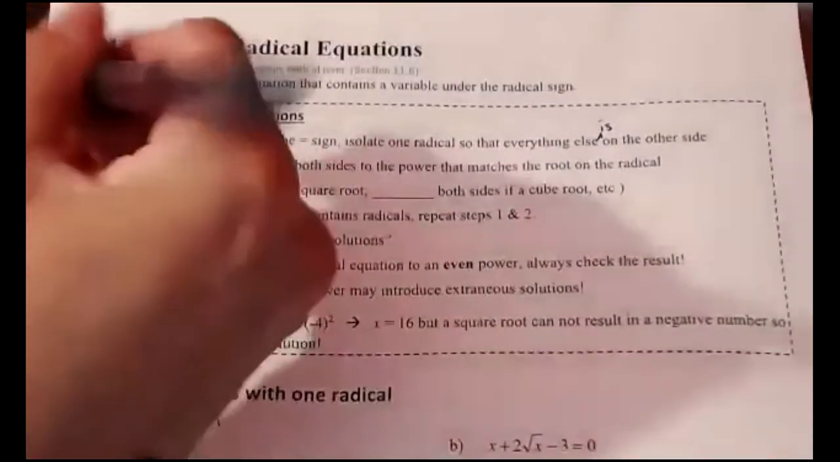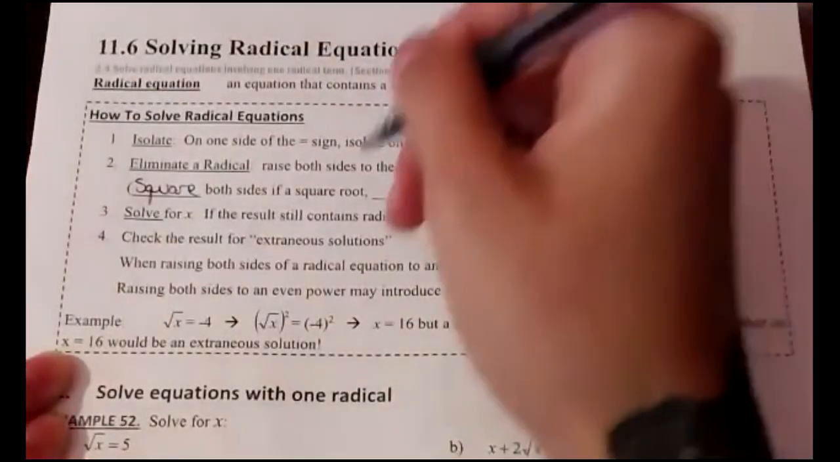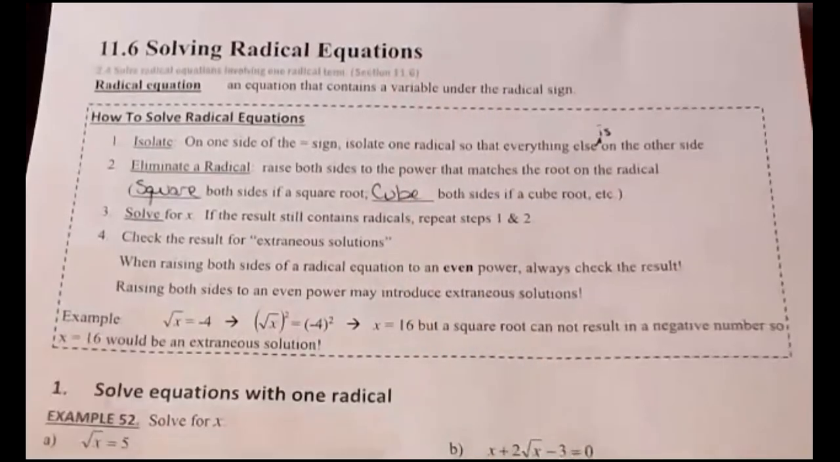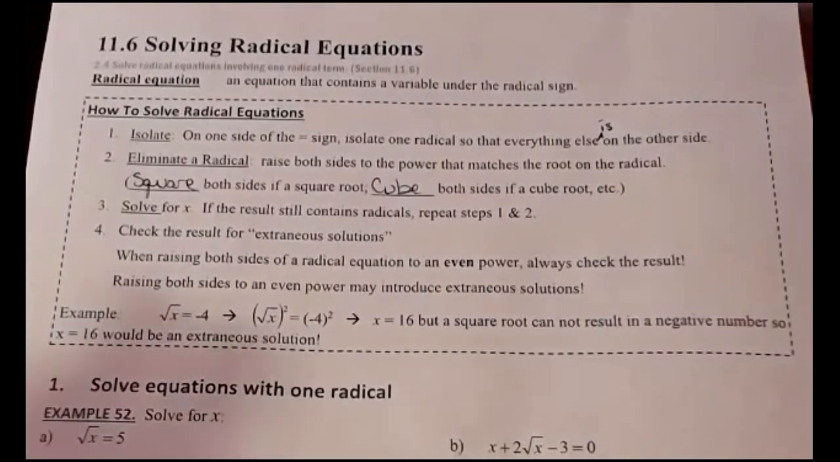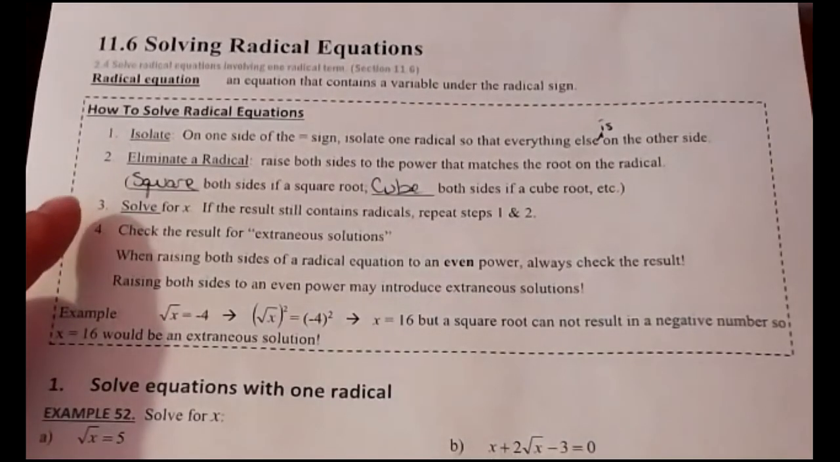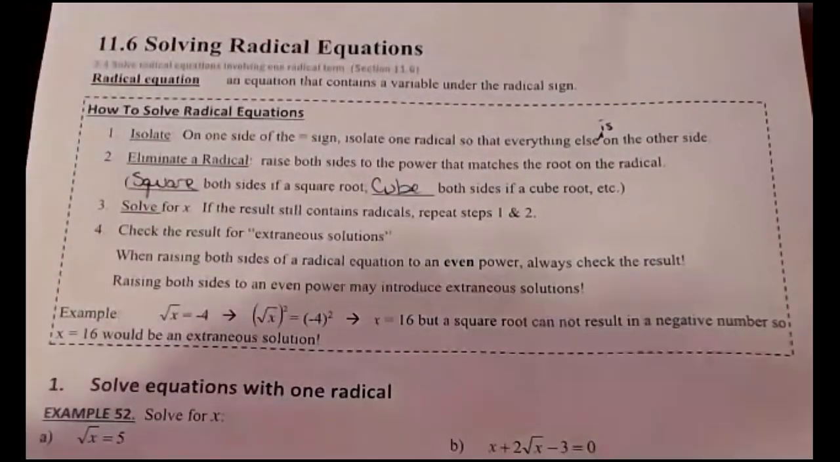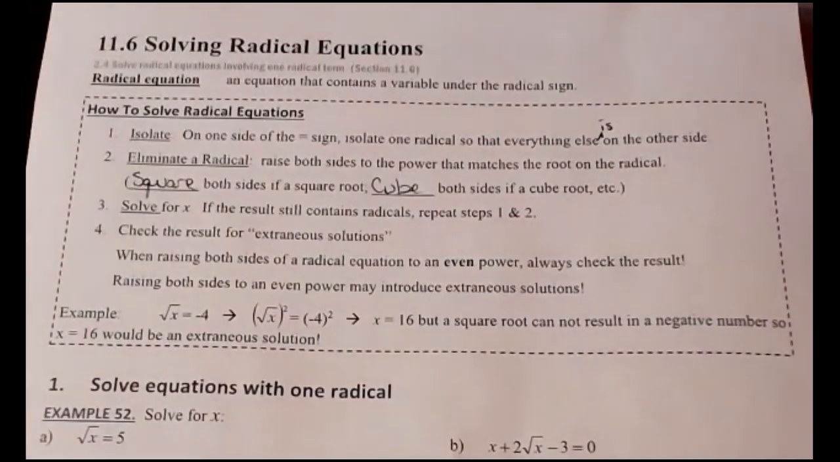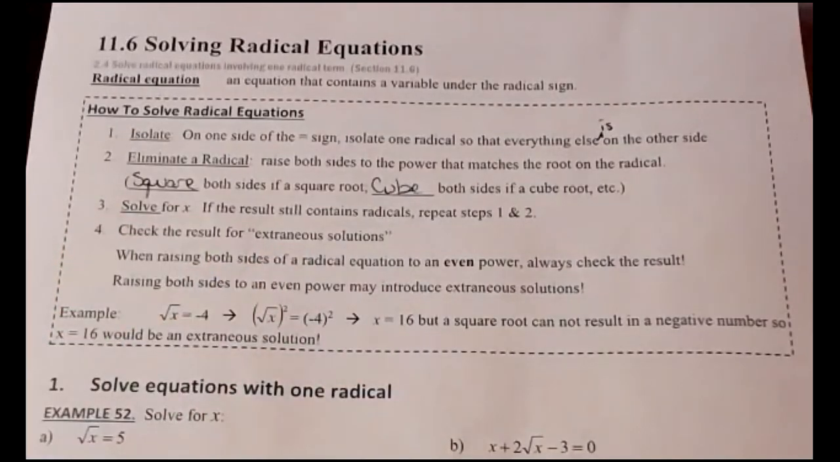So if it's a square root, you're going to square both sides. If it's a cube root, you're going to cube both sides. If it's a fourth root, you're going to raise both sides to the fourth power. We won't see those. For step 3, you are going to solve for x. If you still have radicals, you just repeat steps 1 and 2. You keep going until you eliminate all the radicals. And then of course, please check your result for any extraneous solutions. It's very possible for that to happen.